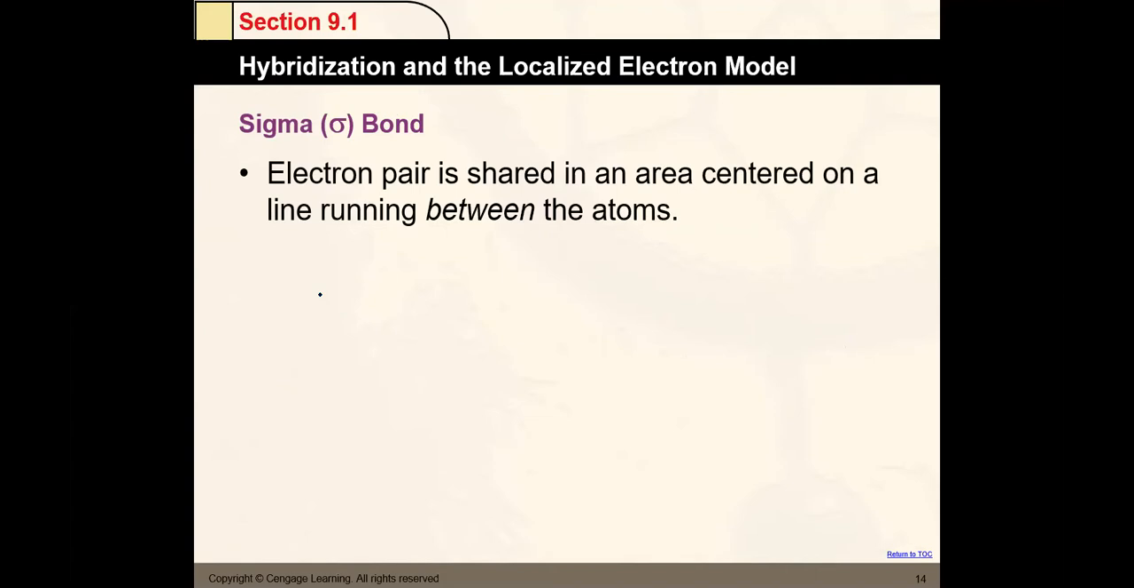Okay, so a sigma bond is an electron pair that is shared in an area centered on a line running between 2 atoms. A better explanation for a sigma bond is a type of chemical bond or a covalent bonding that is formed by a complete overlap of 2 atomic orbitals. When 2 atomic orbitals physically overlap, that's when you're in front of a sigma bond. Okay?